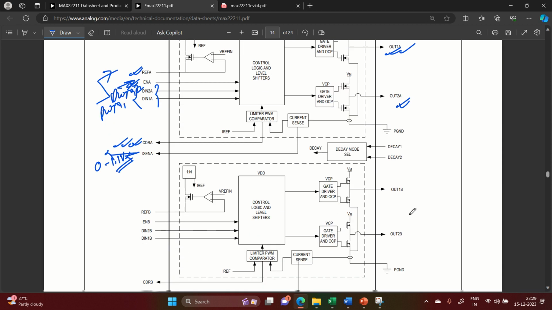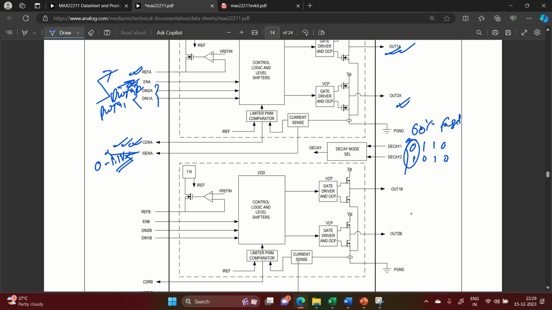Okay. You can see a decay mode setting, whether it is fast mode or slow mode or mixed mode. So that will be set by putting 0 or 1 or 1 or 0, whatever is each case, 1 1 or 0 0. So whichever case we put, that will be done. So we will be putting actually 1 0, it will be mixed, that is 60% fast and 40% slow. That is, decay 2 will be 1 and decay 1 will be 0.